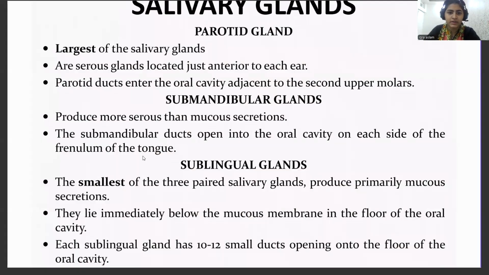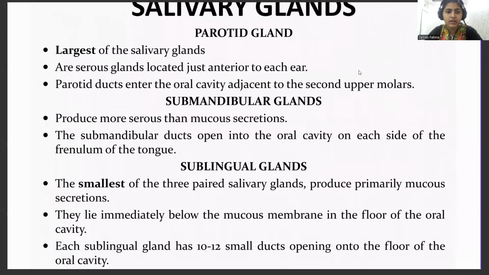now we will study the salivary glands in detail. Our serous gland, the parotid, is located just anterior to each ear. It is located anterior to our ear here. Then we have the parotid duct, which enters the oral cavity adjacent to the upper second molar. When the parotid duct opens, it opens adjacent to our second upper molar.